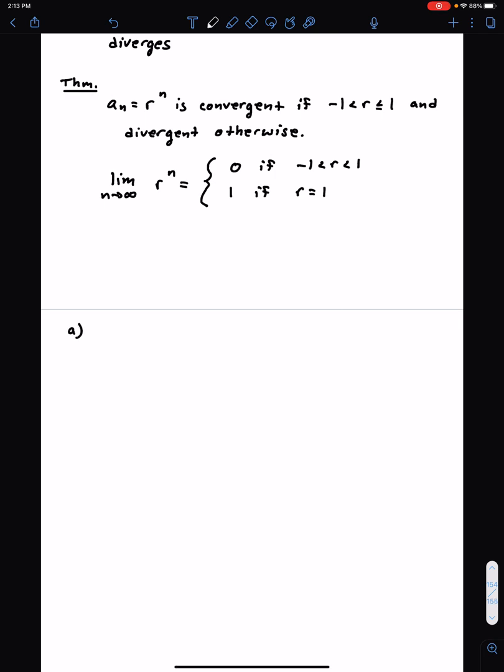So determine if this sequence is convergent or divergent. A sub n equals negative 1 to the n. Limit as n approaches infinity of negative 1 to the n is divergent.